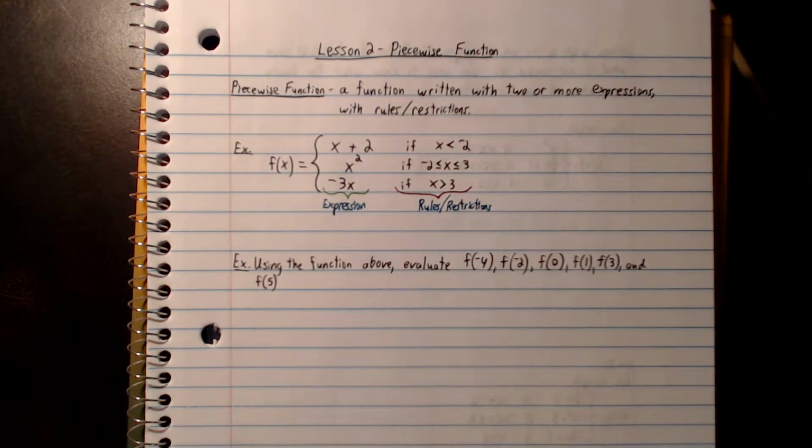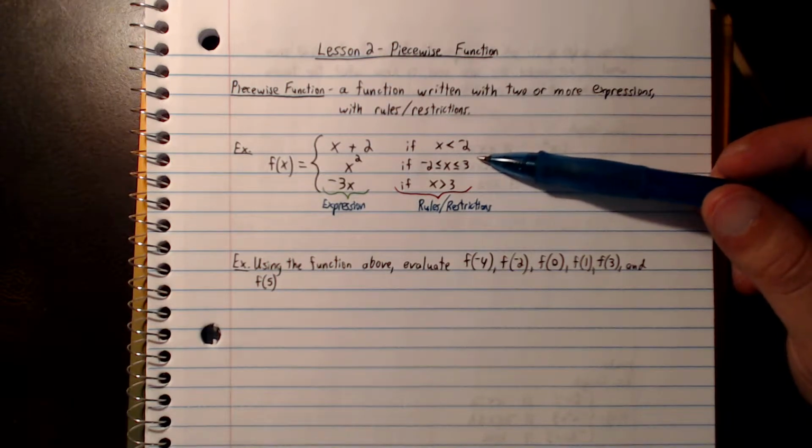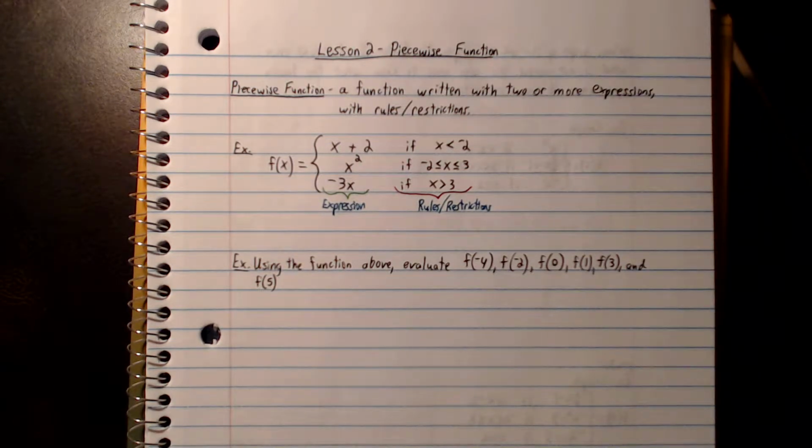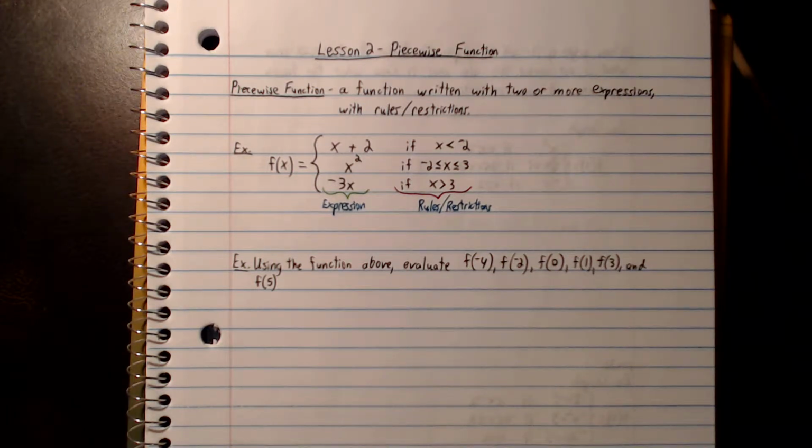Now, sometimes they can do something inventive. They could maybe tell you all evens, if x is even, or if x is a multiple of 5. There are all sorts of different things they could do, but generally speaking, you're going to see them written this way.